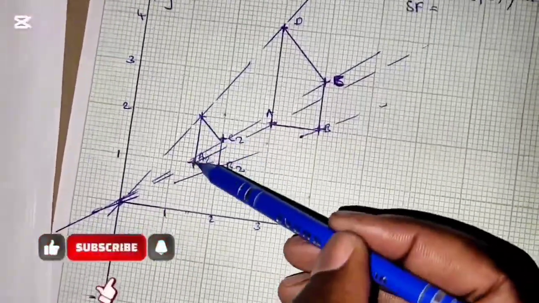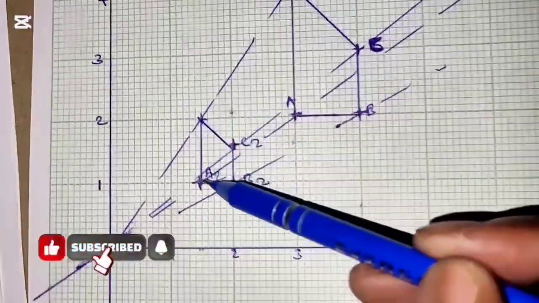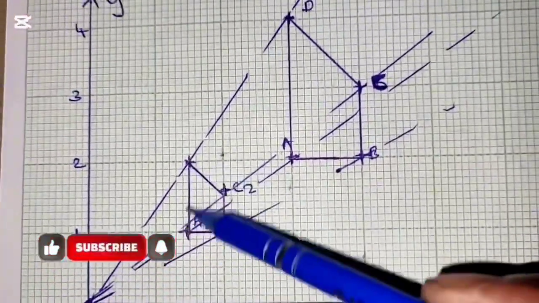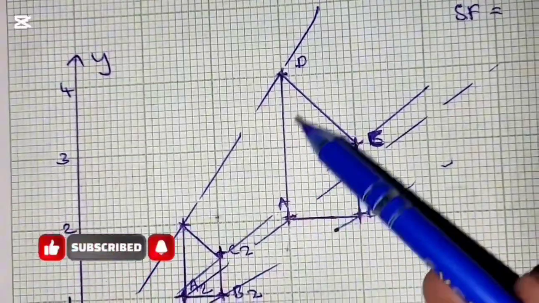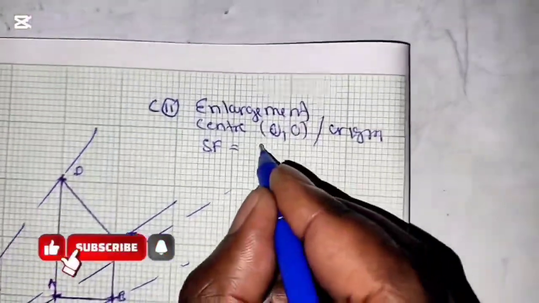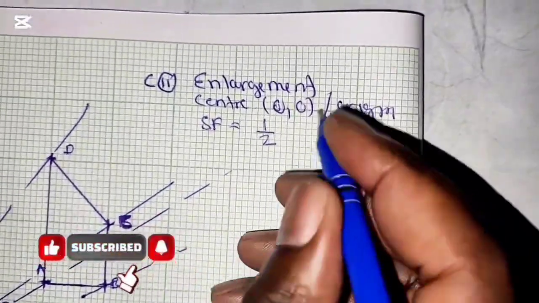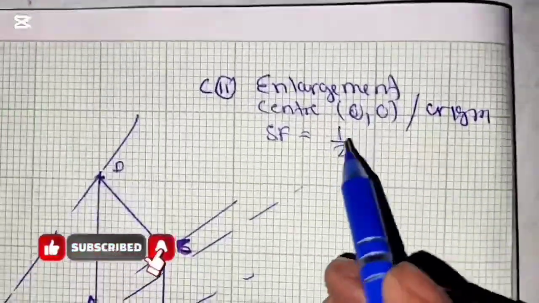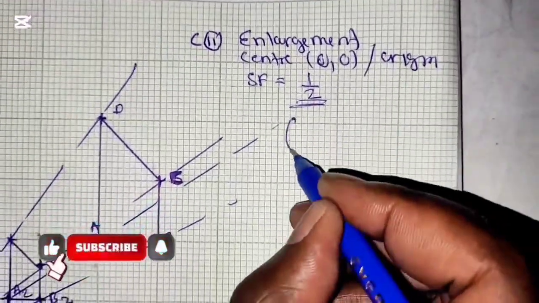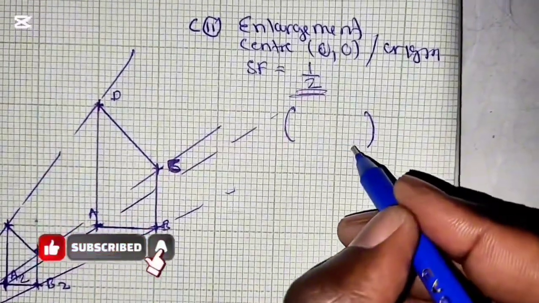So let's count the number of boxes here. This side here is 1, this side is 2. So we're going to say 1 over 2. Scale factor is image over pre-image, image from the center over pre-image from the center. So it's 1 over 2. That's our scale factor.